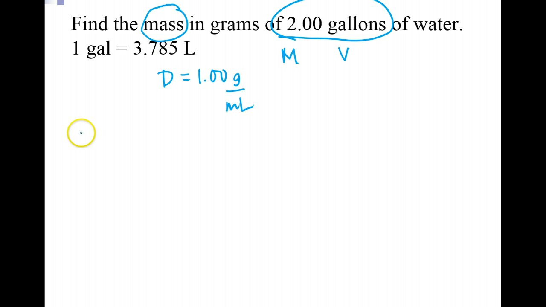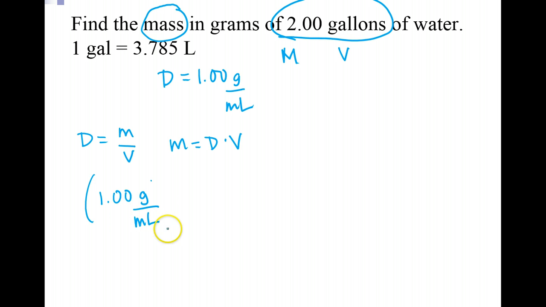In this problem, we're looking for mass. So if density is mass over volume, if I rearrange that, mass would equal density times volume. So if I start with my density, 1.00 grams per milliliter, and I multiply by 2 gallons, we can see that really our units don't cross out at all in terms of dimensional analysis, so we need to do some further work.